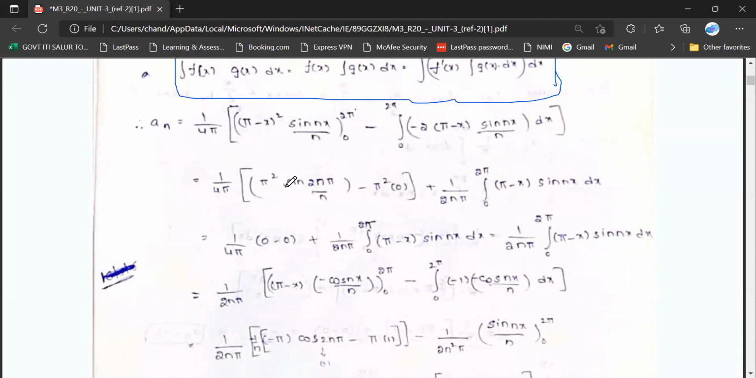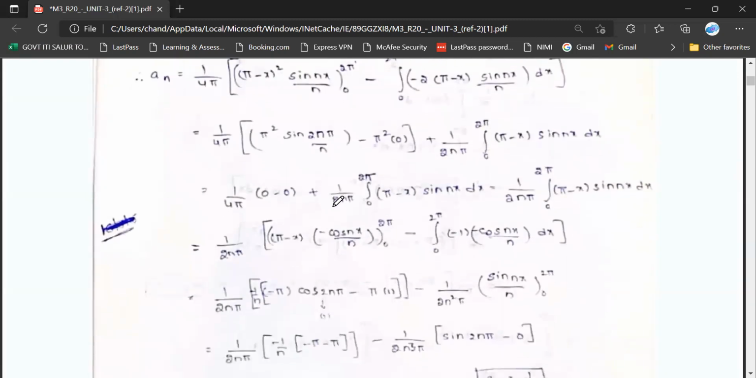So we take the pi sin n pi by n. Please observe carefully. Here we have the solution: the value sin n pi by n is nothing but 0. So 0 minus 0 is 0. We already know that. And here we take pi minus x sin nx by n dx. So we take two limits: we substitute the 0 element and we also substitute the 2 pi element.